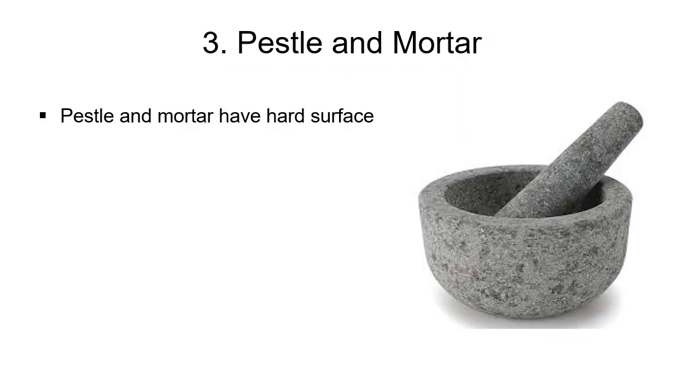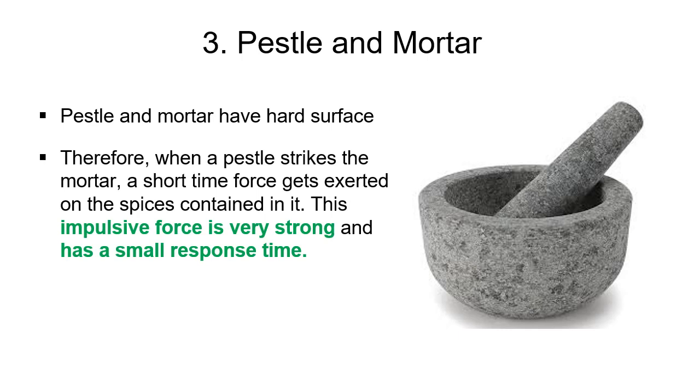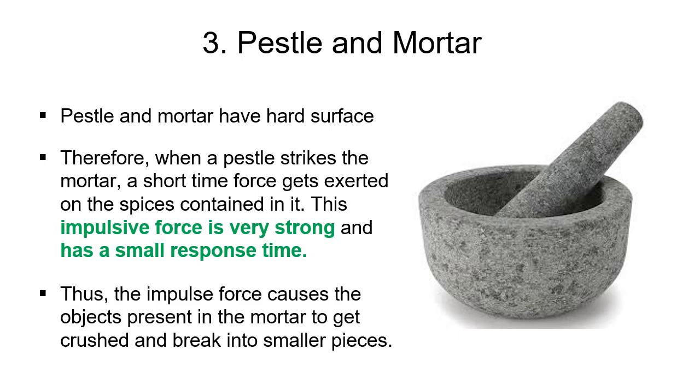Number 3, pestle and mortar. Pestle and mortar have a hard surface. Therefore, when a pestle strikes the mortar, a short time force gets exerted on the spices contained in it. This impulsive force is very strong and has a small response time. Thus, the impulsive force causes the objects present in the mortar to get crushed and break into smaller pieces.